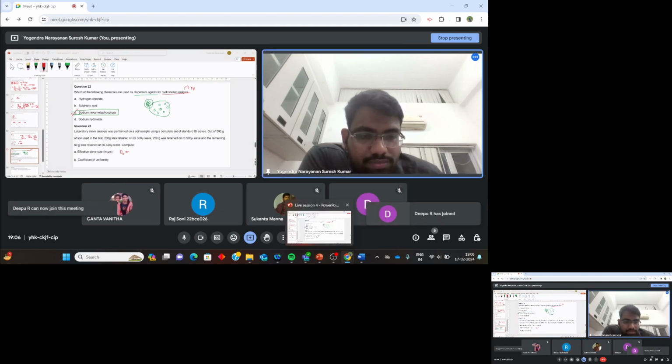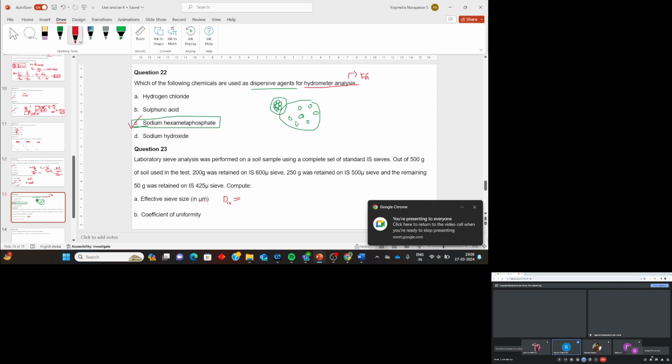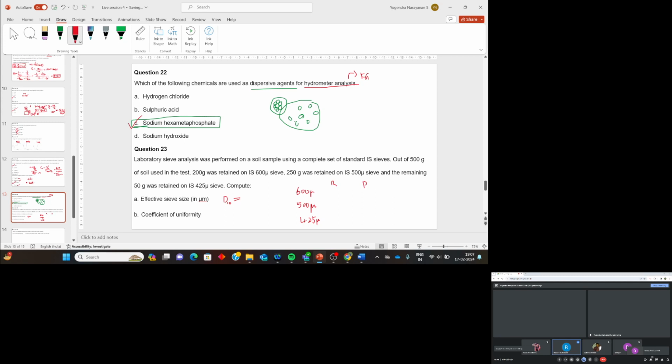Are you able to understand? Yes, sir. Here, 200 grams was retained. There are three sieves: 600 microns, 500 microns and 425 microns. Now you have retained weight and passing weight. 200 grams was retained here, passing is 300. Out of 300, 250 is retained here, passing is 50. Out of this, 50 is retained here. Here it is 0. So which is the D10 value?